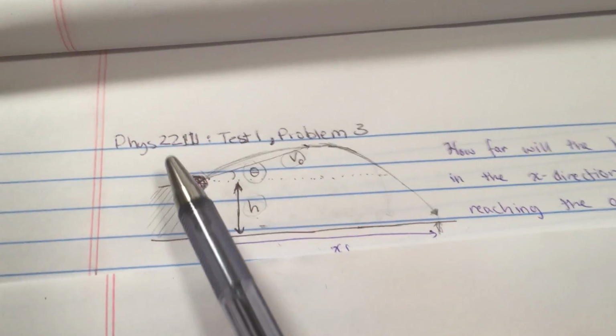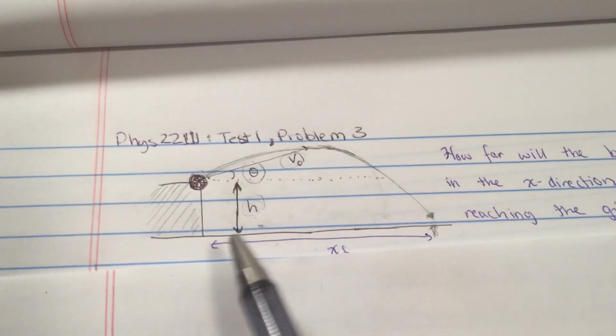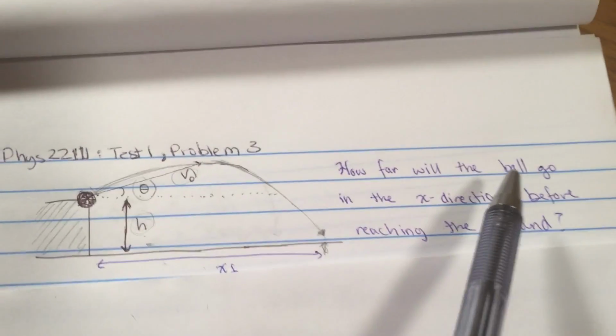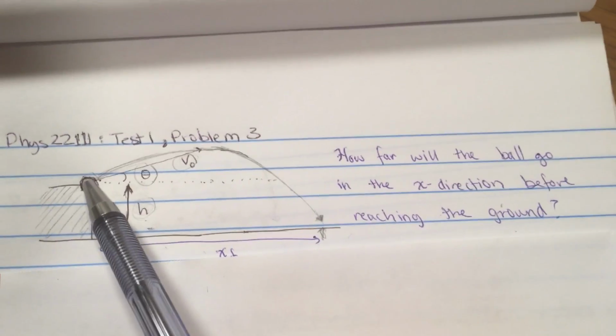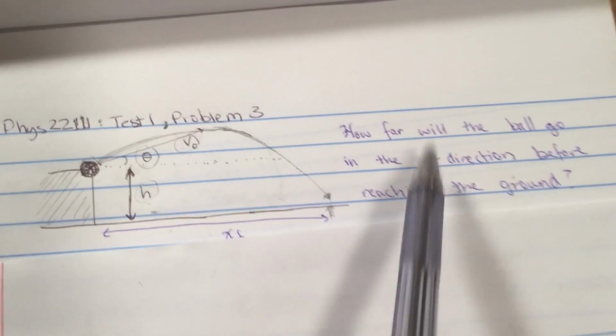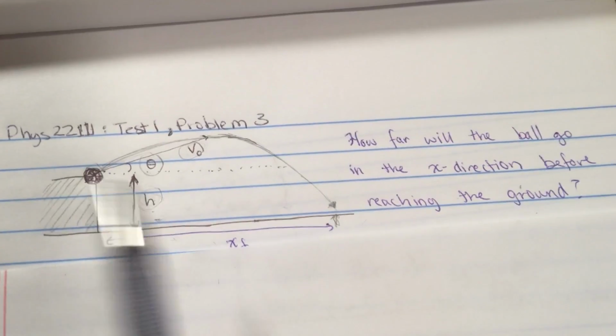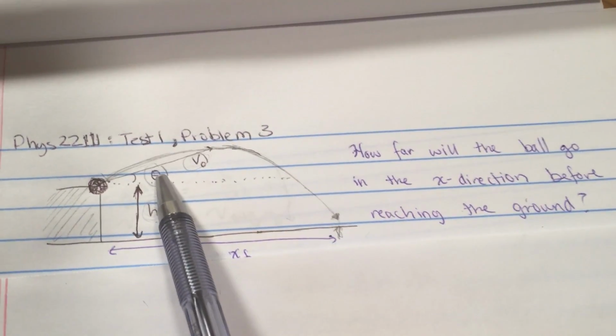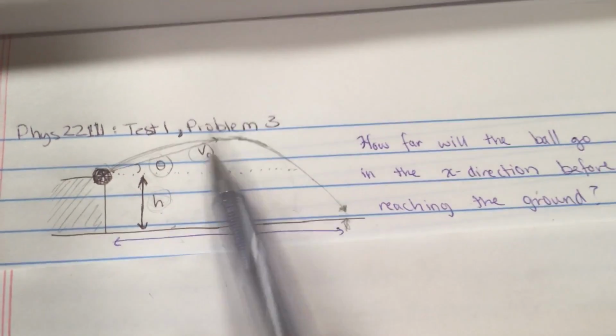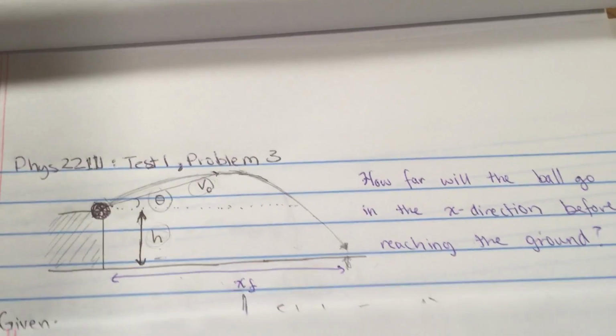Okay, so in this video we will be going over Physics 2211 Test 1 Problem 3, where we will be answering the question of how far the ball will go, illustrated here, in the x direction before reaching the ground. We're given the height, the angle at which the ball is initially kicked, and the initial velocity.